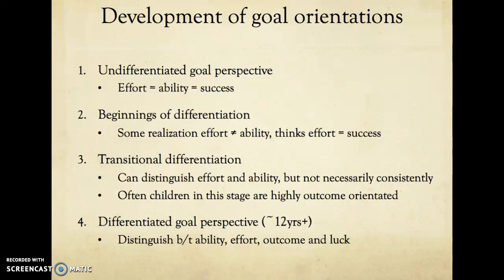Now, you can't simply explain that to a child and have them understand it because they don't have that level of cognition yet. Third stage, transitional differentiation, is when children start to differentiate between effort and ability. And here we're really looking at late primary school age, and there's a wide spectrum of ages at which kids go through these changes. So kids do realise that they can distinguish between effort and ability.